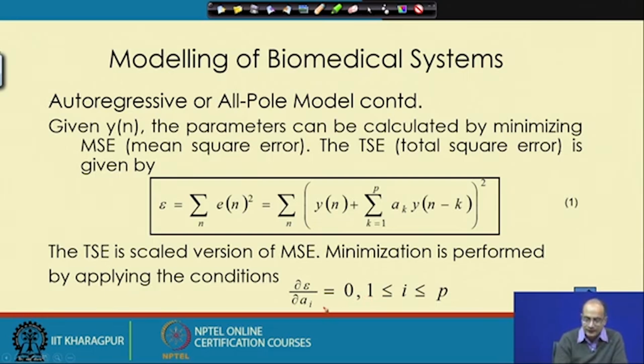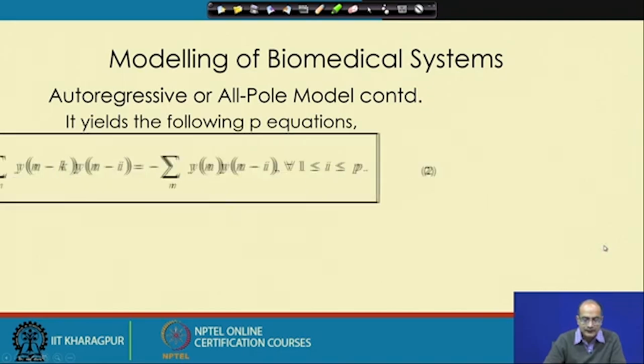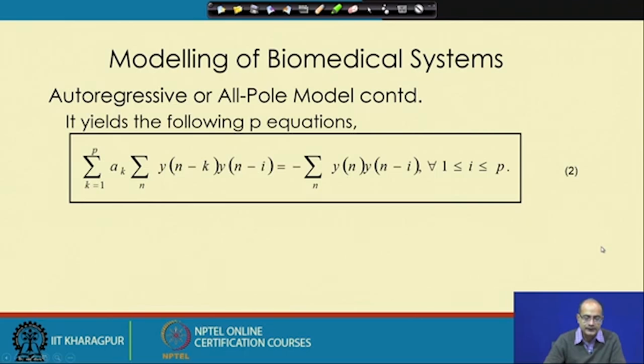And as we have p such values of a k, or a i, whatever index we use, we get p such equations. These p equations can be written in this way. On the left hand side, we get the terms that have the coefficients a k. On the right hand side, the terms are free from a k. So, p equations, p unknowns. If we know the other values coming from the signal, we can compute the a k.